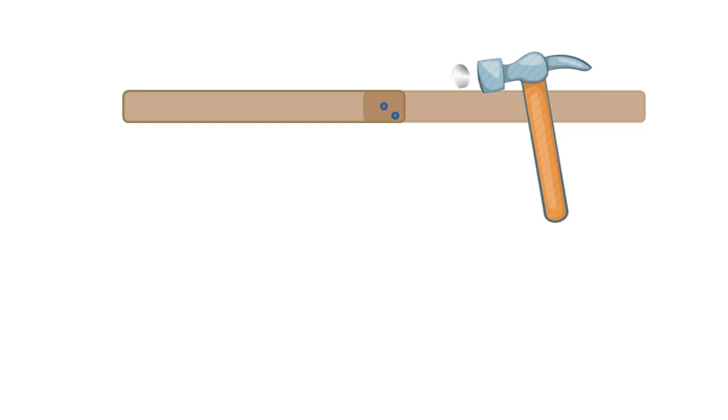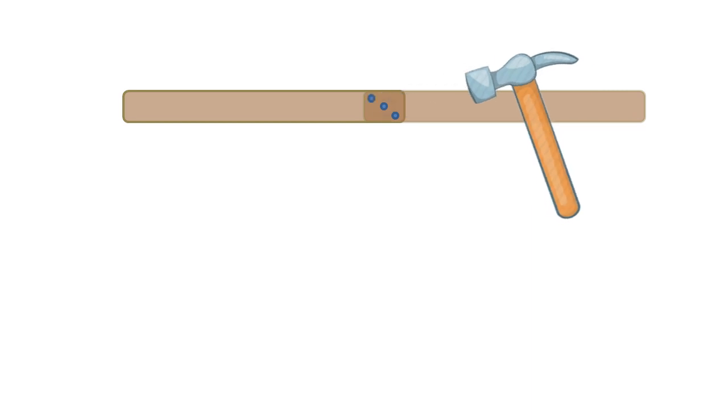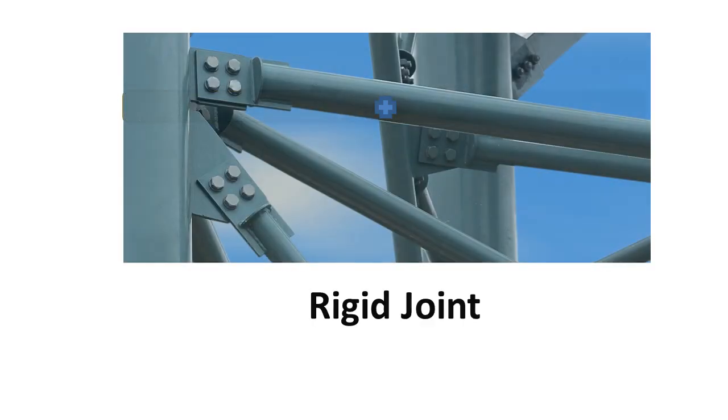Now, suppose we use more nails to connect the members. Then, the members cannot rotate relative to each other. This type of joint is called a rigid joint.